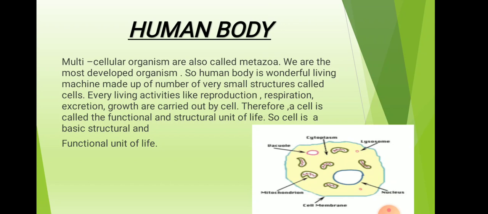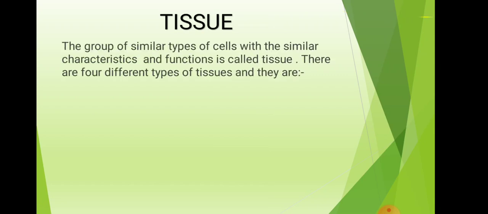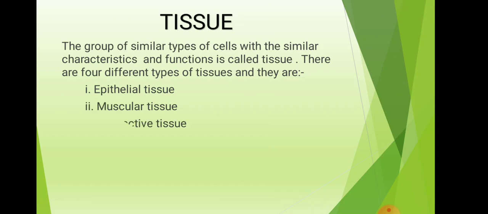All the parts of our body are not made up of similar types of cells. They are different. Different parts of our body are made up of different types of cells, and these different cells combine and form groups. A group of cells having similar structure and characteristics that forms other parts of our body is called tissue. So tissue is a group of similar cells with similar characteristics and functions.